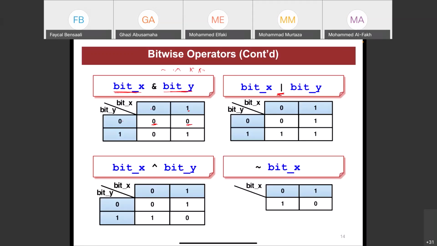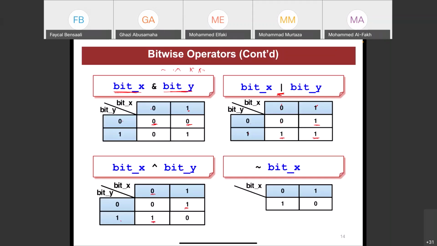0 or 0 is 0. 0 or 1 is 1. 1 or 0 is 1. 1 or 1 is 1. Right? And then we have the XOR. The XOR, we know that if the bits are different, we get 1. So 1, 0 is 1, and 0, 1 is 1. The other cases is 0. So 0, 0 is 0, and 1, 1 is 0.